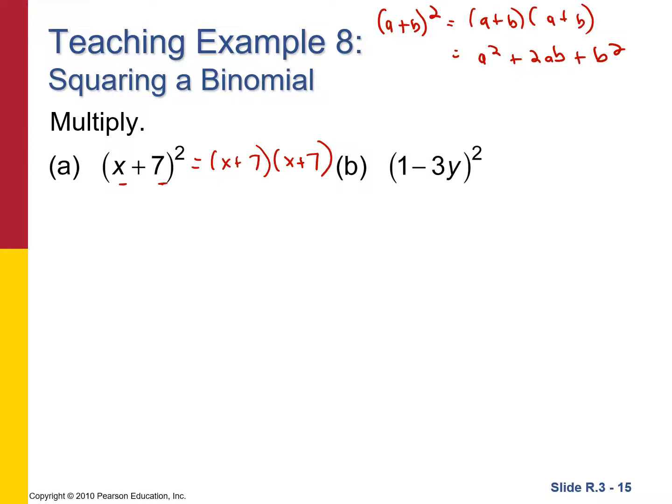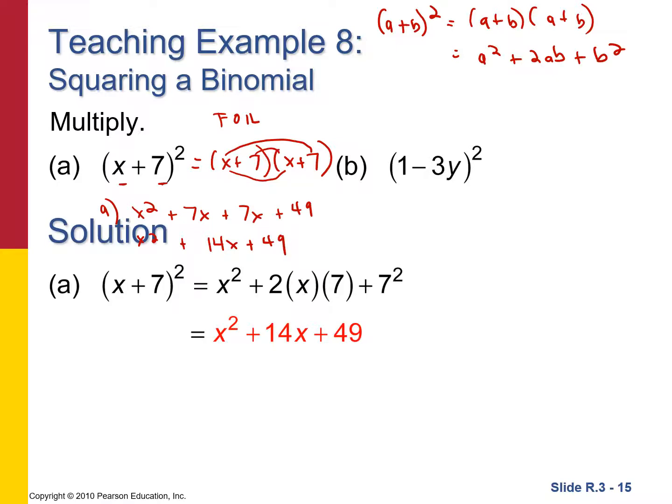So we're going to do the FOIL first, right? If we did FOIL, x times x first is x squared. Outer is 7x. Inner is 7x. And last is 49. And so if we were to combine like terms, this is x squared plus 14x plus 49.